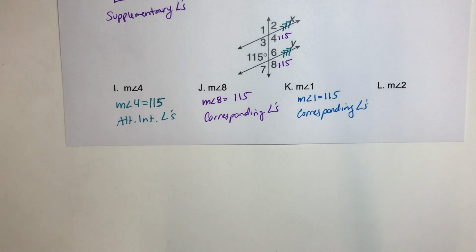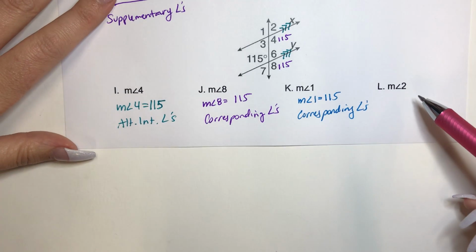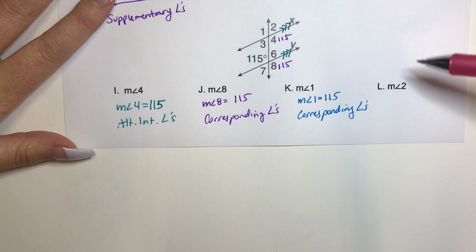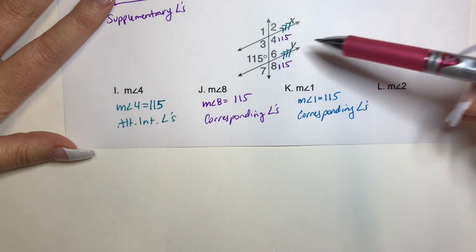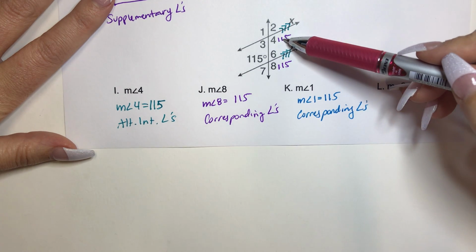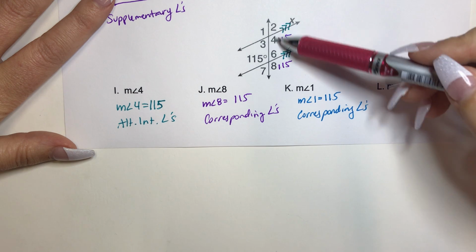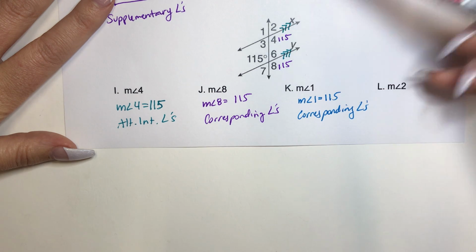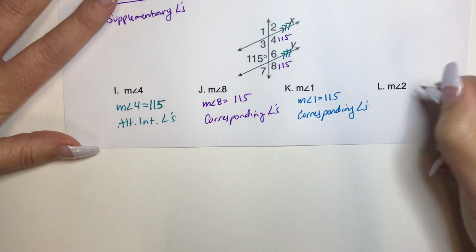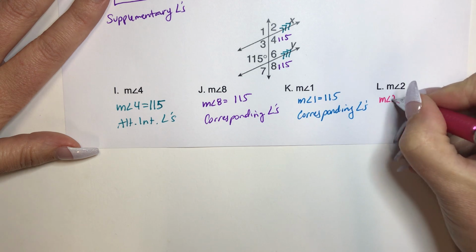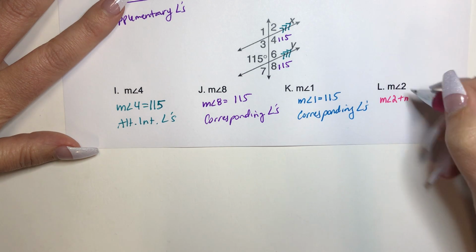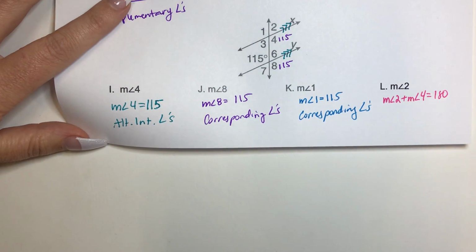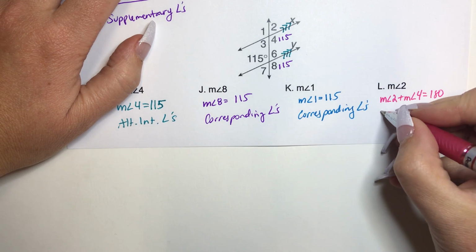And then the last one we have is the measure of angle 2. So it looks like we have 115 here. Angles 2 and 4 are supplementary, which means they add up to 180 degrees. So we can say the measure of angle 2 plus the measure of angle 4 equals 180 degrees. We know that the measure of angle 4 is 115.